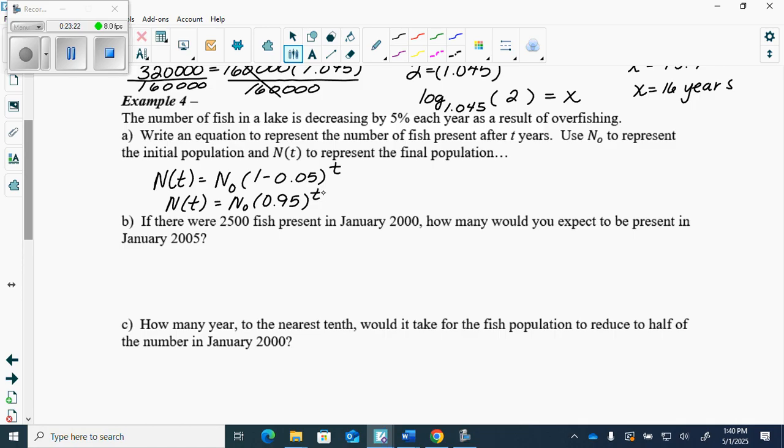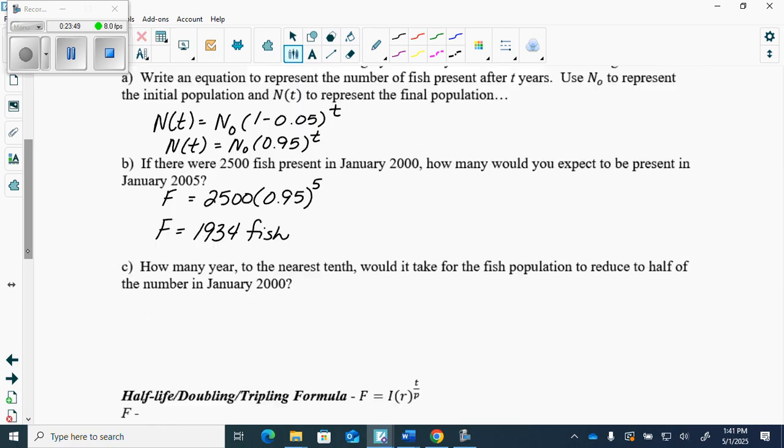If there were 2,500 fish present in 2000, how many would be present in 2005? So we want to know the final. 2,500 times 0.95, how many years? 5. And we get 1,934 fish. Make sure you write a sentence that says you would expect there to be 1,934 fish in January 2005.